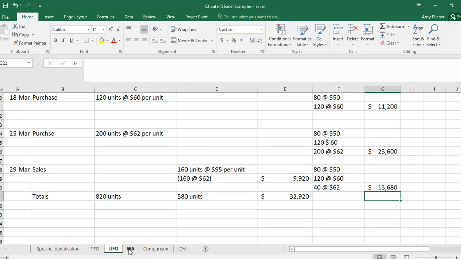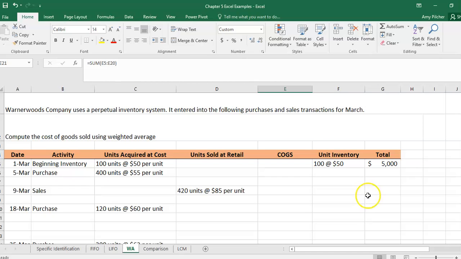And our last inventory costing is weighted average costing. So under weighted average, every time we make a purchase, we come up with a new average cost for our inventory. So when we purchase 400 units at $55 per unit, we now have 500 units. So we need to calculate a new per unit cost. So we would take our 100 units times $50, parentheses, plus the 400 at $55, and we get a total of $27,000.